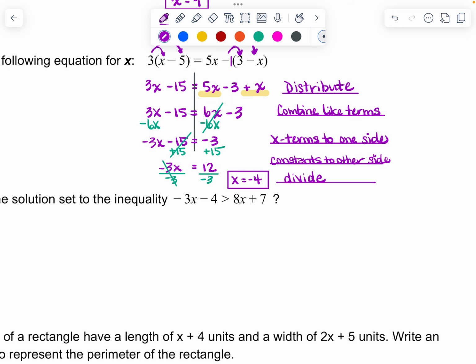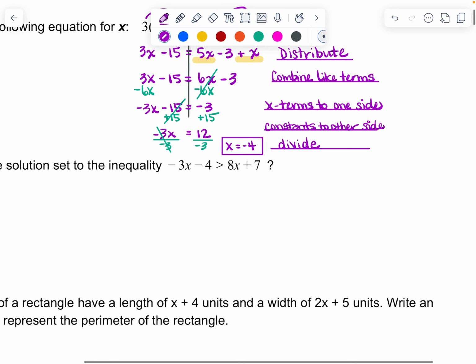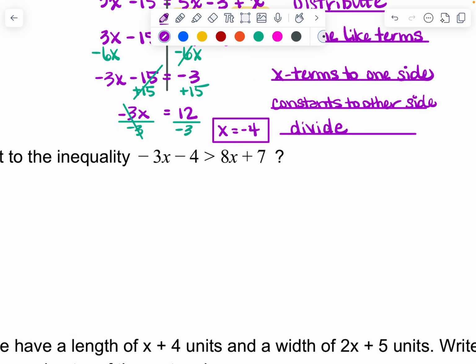So quite a few steps on that problem, right? But just kind of taking it one step at a time. You don't need to rush. Algebra is all about going slow and rewriting every single step out so you don't lose track of where you are. All right, on this next one, solving the inequality.